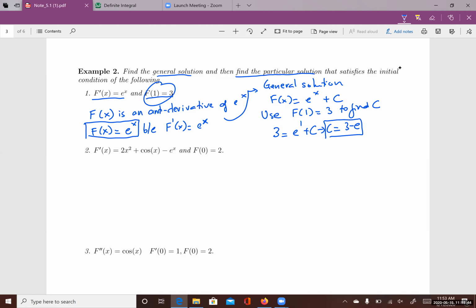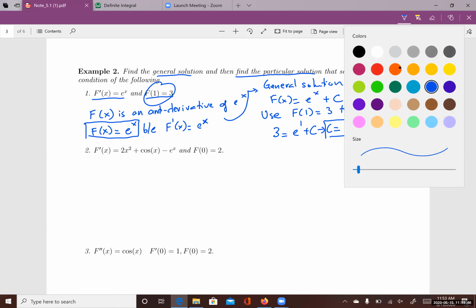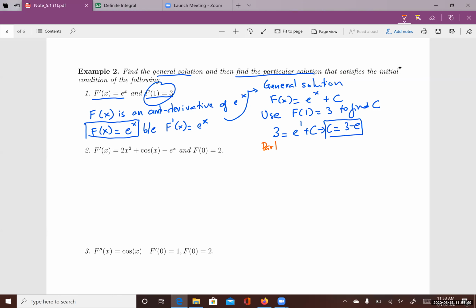e minus e is a constant. That means now you can conclude that the particular solution is f of x equals e to the x plus 3 minus e. That's a particular solution, and this is the general solution. The general solution always has c, and the particular solution always has a determined value of c based on the initial value. All right. Now let's look at the second example.